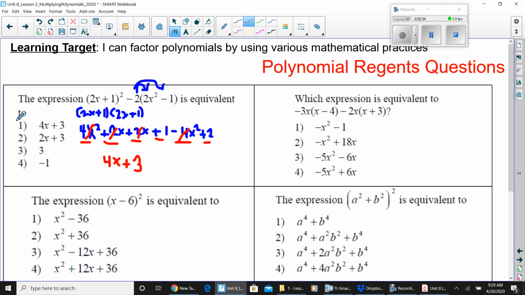And that's 1. And that's how you would do that. Go ahead and try this one right here. See if you can do it. We're going to press pause now.